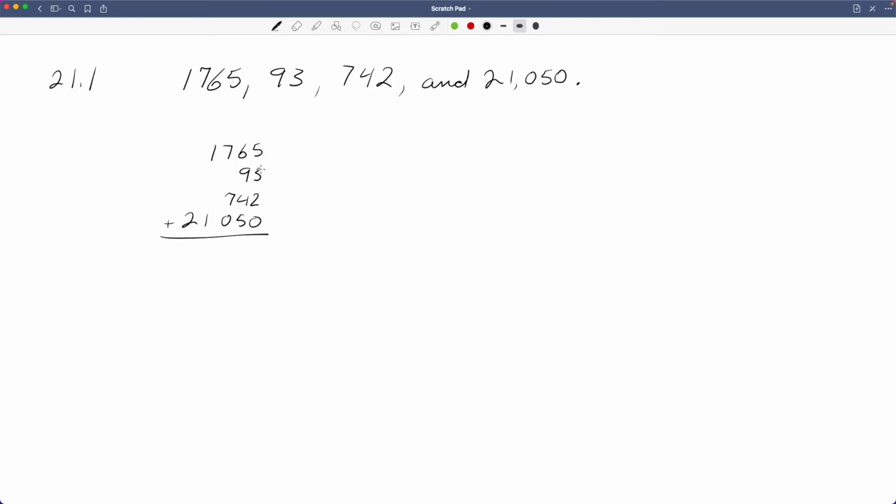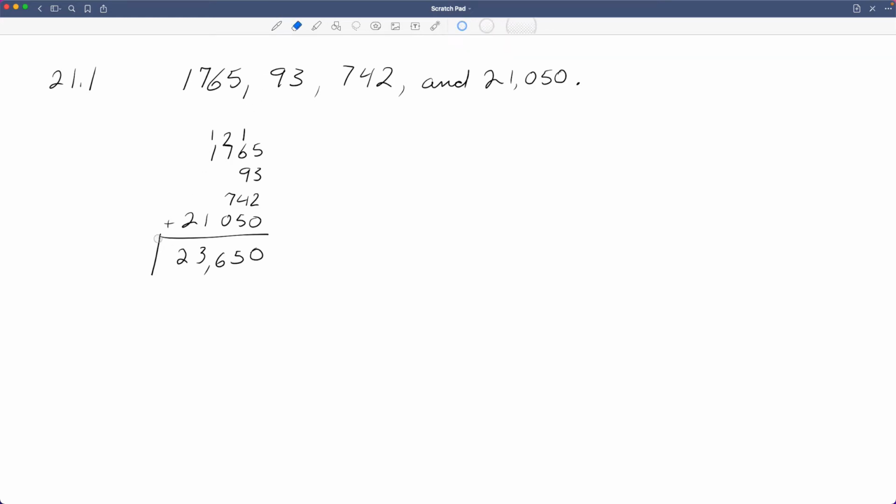So that's going to be 10, carry 1. That is going to be 25, carry 2. 14, 15, 16, carry 1, 3, and the 2. All right, so 23,650, and there are 1, 2, 3, 4 of us. So we're going to divide this by 4.